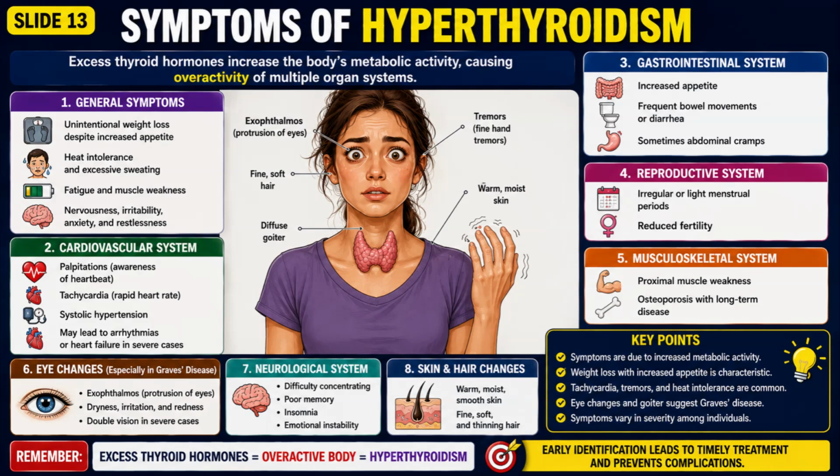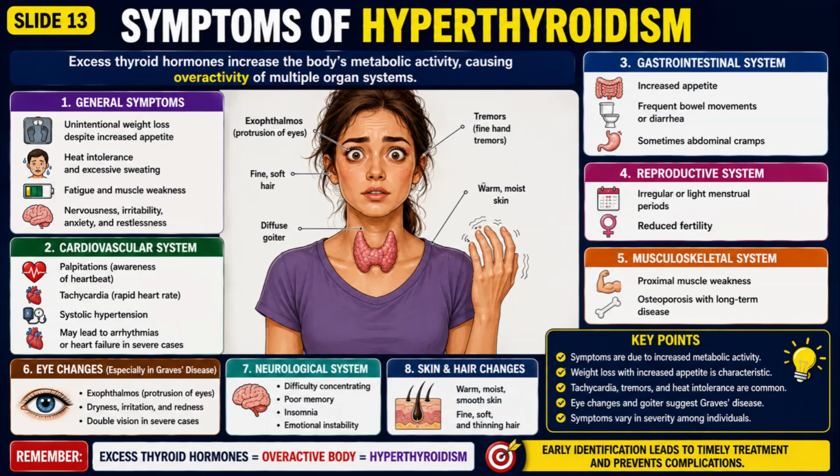Neurological symptoms include nervousness, anxiety, irritability, restlessness, tremors, and difficulty sleeping. Patients often describe feeling constantly active or unable to relax. The digestive system also becomes more active, leading to increased appetite, frequent bowel movements, or diarrhea. Muscle weakness may develop, particularly in the muscles of the shoulders and thighs, making activities such as climbing stairs or lifting objects more difficult. Changes in the skin and hair are common. The skin often becomes warm and moist, while the hair may become fine and thin.